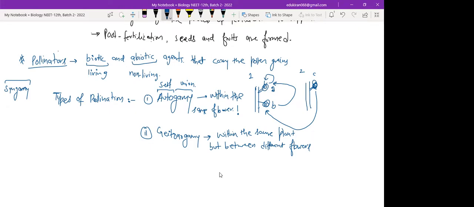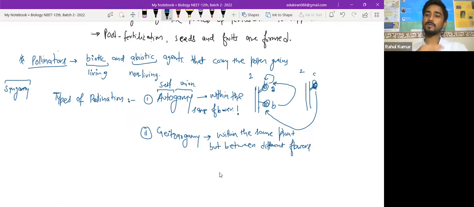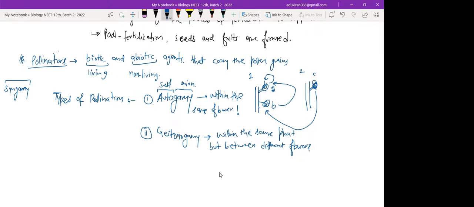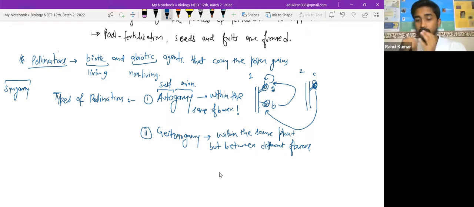So it's not very simple from now onwards. Education is like stairs. In your junior classes, you studied that there are two ways: self-pollination and cross-pollination. Be happy, score good marks, bye-bye. But when you came to class 12th and now you'll be appearing for entrances, you need to know that within that knowledge there are layers that you now need to uncover to compete. Is it clear? Yes. So geitonogamy is within the same plant, but between different flowers. Again, a type of self-pollination, but between different flowers.